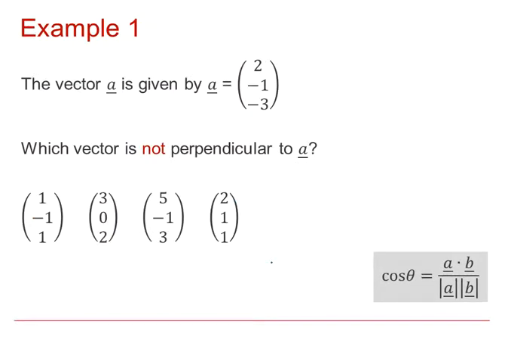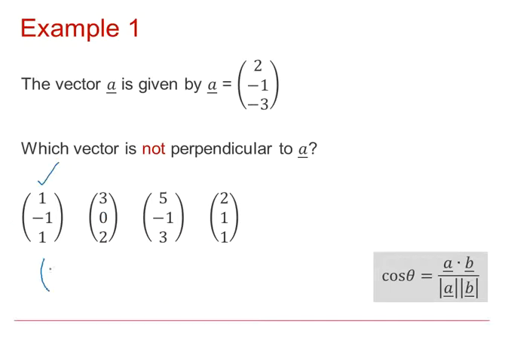So here A is (2, -1, -3). Which vector is not perpendicular to A? I'm going to work through them in order and see which one is the odd one out. If we try the first one, (1, -1, 1), dotting it with A gives me 2 plus 1 minus 3, which is 0. As soon as I get the answer 0, I know that it is perpendicular to A. So the first one's definitely perpendicular.